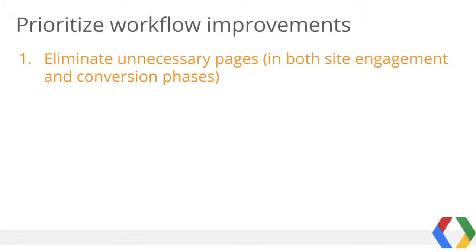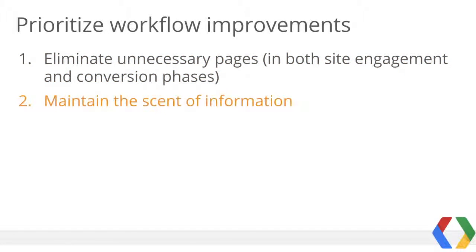Most real users' workflow has many more twists and turns than this. Still, it's useful to put yourself in your user's shoes, like Tom's, to get a sense of what it takes for task completion. Now, to prioritize improvements in the workflow, first eliminate any unnecessary pages. Check for extraneous steps that can be merged or removed in both the site engagement and the conversion stage.